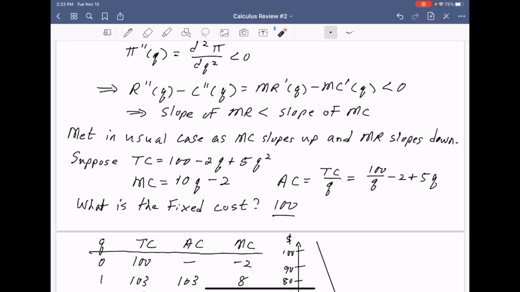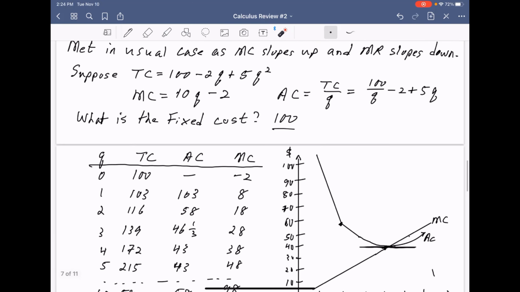10q minus 2. The average cost is given by the total cost divided by quantity, so it's 100 over q, 2 over q divided by q is minus 2, and 5q squared divided by q is 5q. What is the fixed cost here? Well, it's clear that it's 100, so that's your fixed cost.